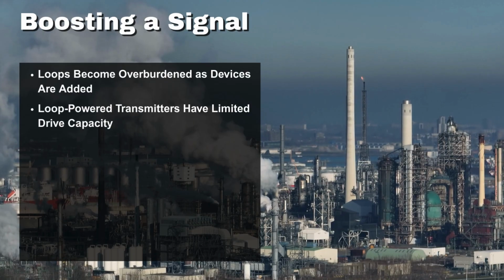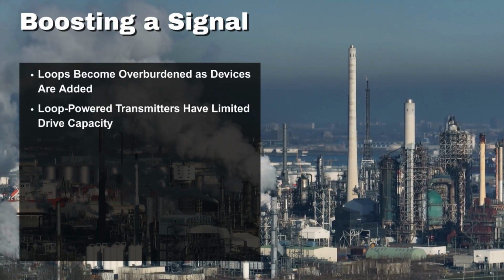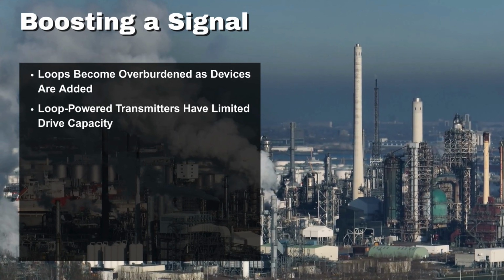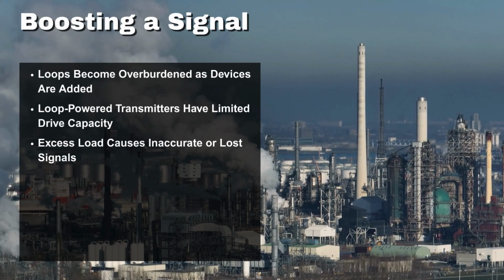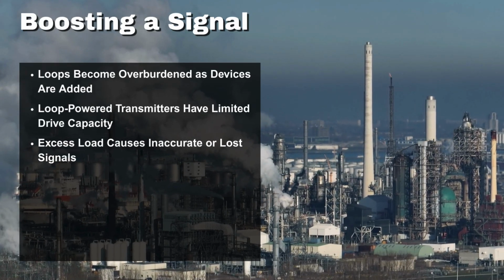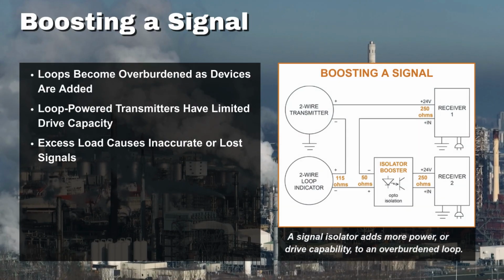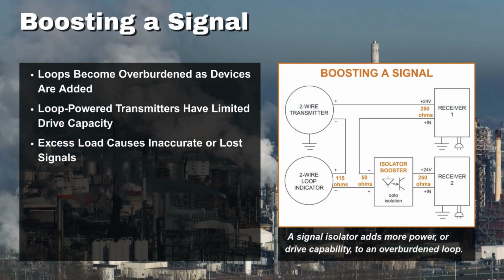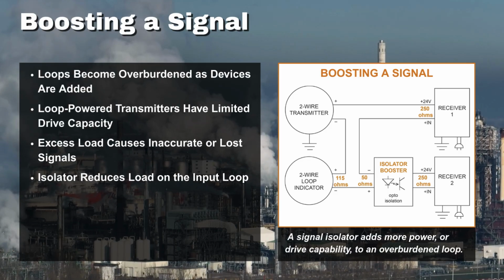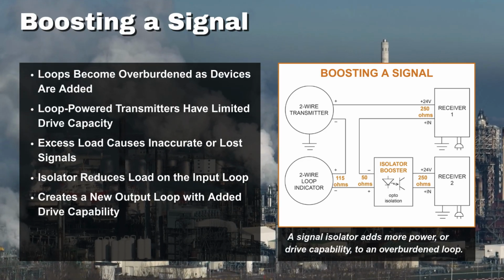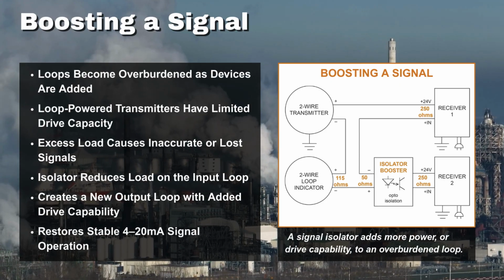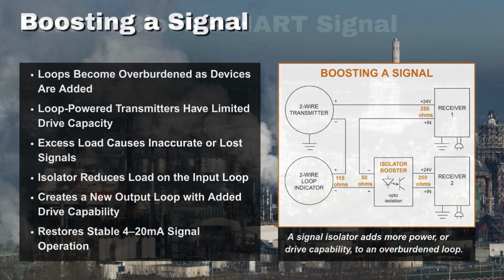Over time, signal loops that once worked fine can become overburdened as additional devices are added. A typical loop-powered transmitter, supplied with 24 volts, can only drive a limited load. When the total loop resistance exceeds the drive capability, signal accuracy can suffer, or the loop may stop working altogether. A signal isolator solves this by boosting the signal's drive capacity. Powered by the receiving system, the isolator reduces the load seen by the transmitter while creating a new output loop with its own drive capability. This restores stable operation without replacing the transmitter or rewiring the loop.